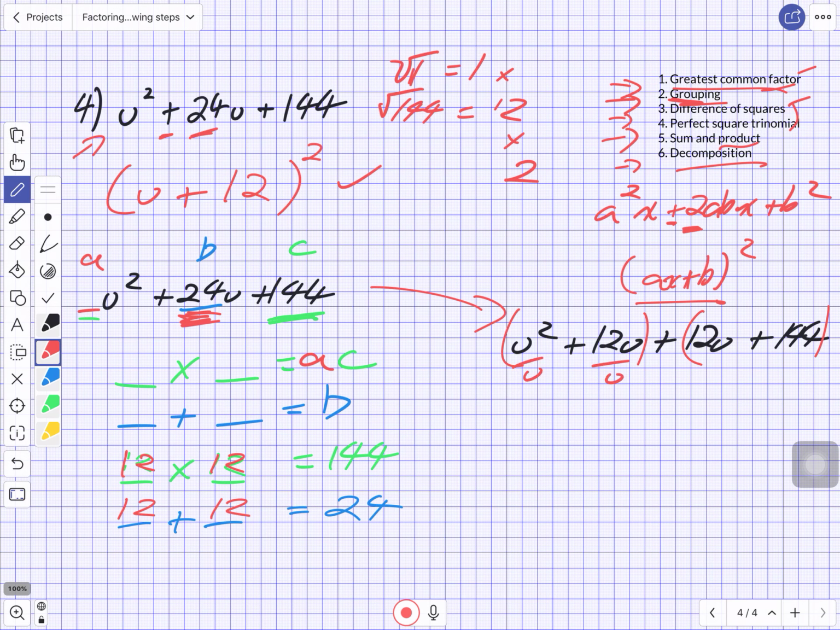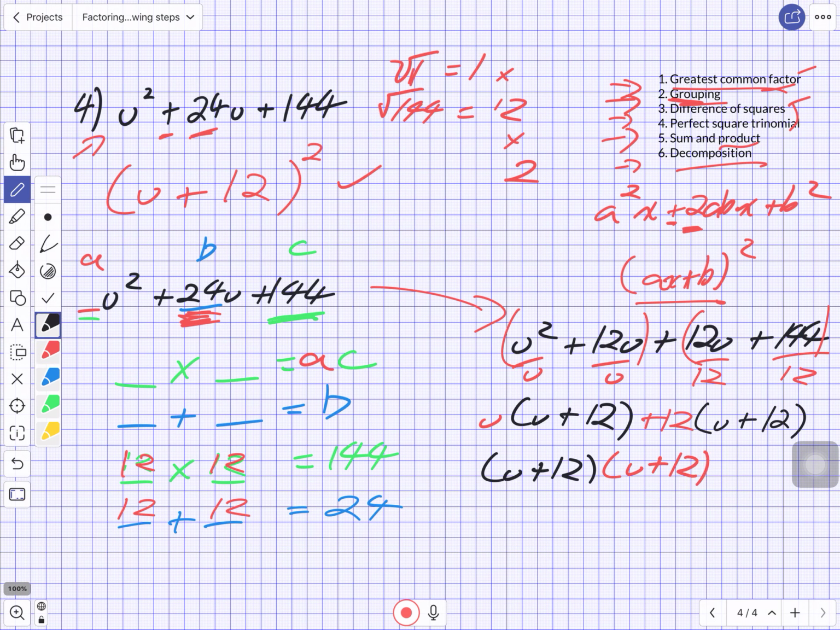U. Yeah, so we take out a u, so we get u, and then we'd end up with bracket u plus 12. And then what about in the second pairing? 12. So we take out positive 12, and we're left with u plus 12. Now, remember we did this before. It's like a common factoring again, but essentially you get u plus 12, and then u plus 12.